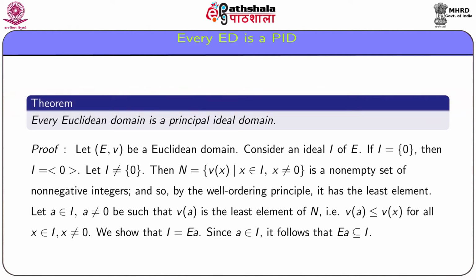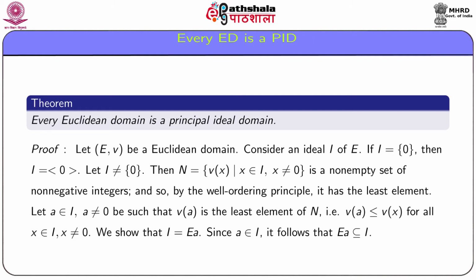Just now we have proved that F[x] is a Euclidean domain and we already have F[x] is a principal ideal domain. Here I will prove that actually every Euclidean domain is a principal ideal domain. Consider a Euclidean domain (E, V) and an ideal I. We are to show that I must be a principal ideal. If I is the 0 ideal, then it is generated by 0. Assume that I is a non-zero ideal.